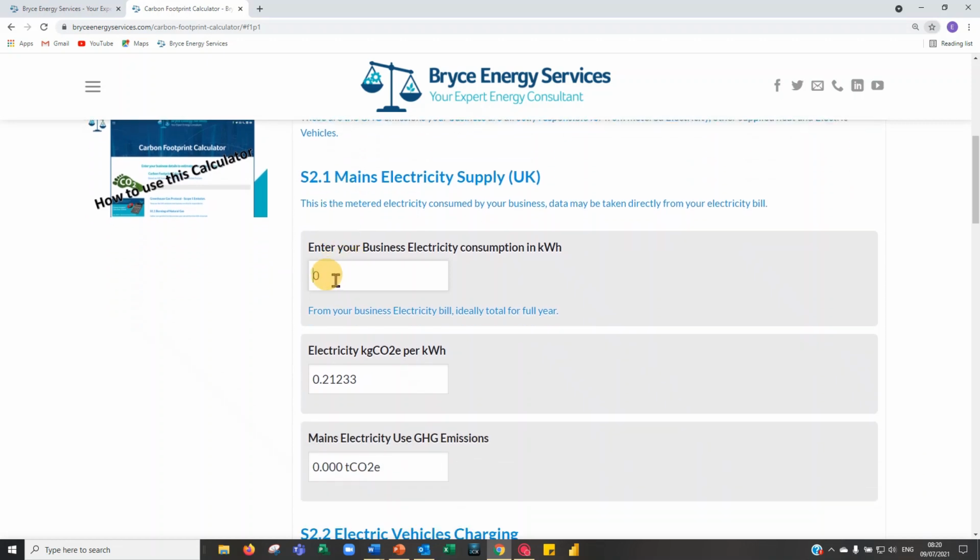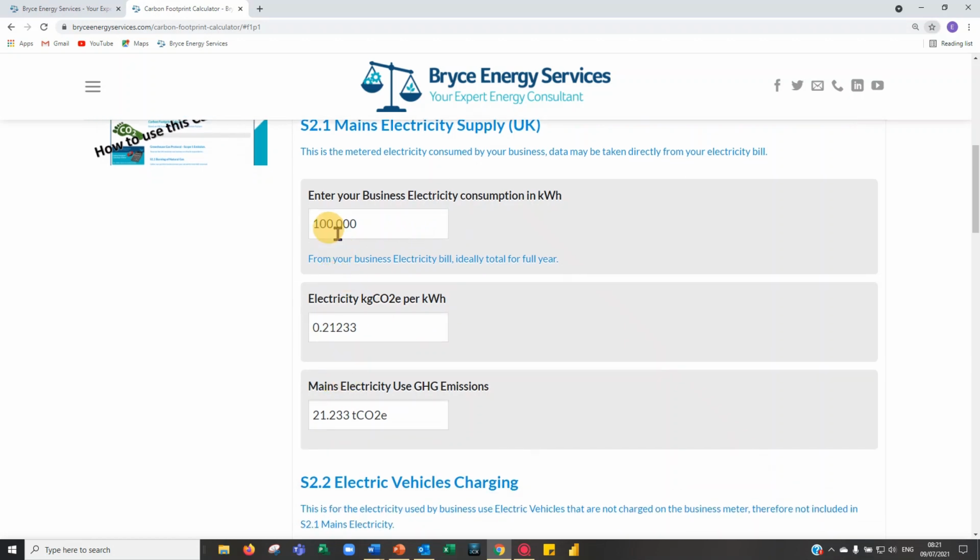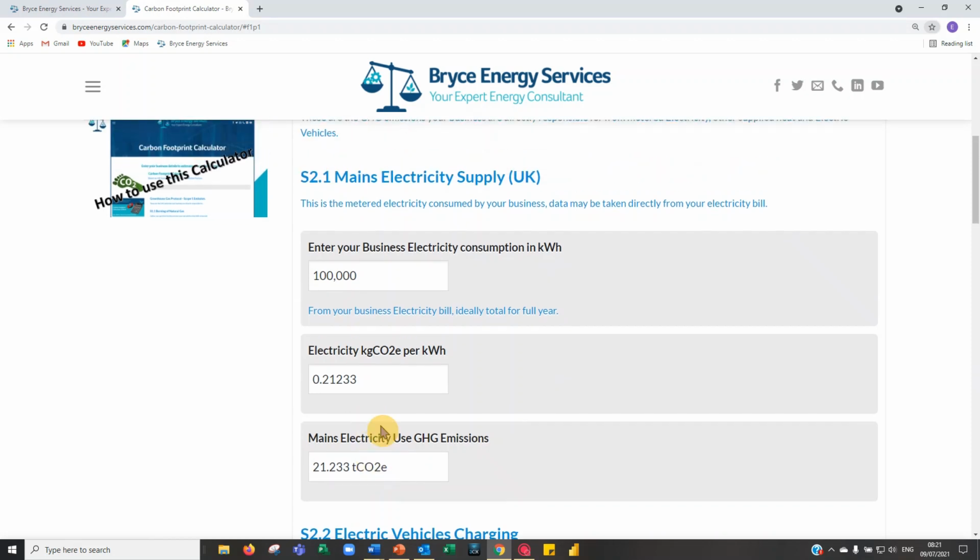Main supply electricity, enter your business electricity consumption in kilowatt hours. I'm just going to say 100,000. So 100,000 electricity kilograms, 0.2. So 100,000 kilowatt hours is 21 tons Scope 2 for electricity.